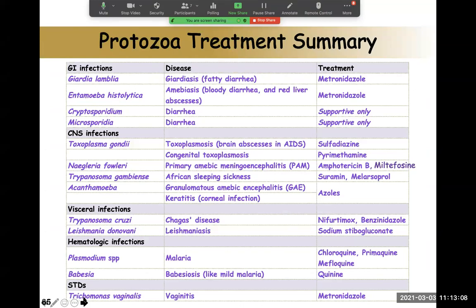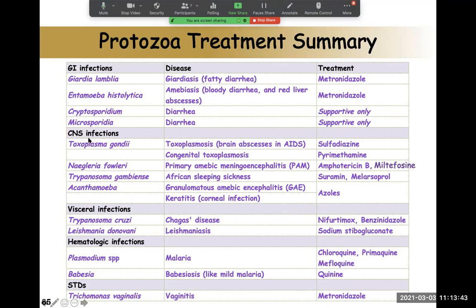So here are the various protozoans. Those are all the parasites, these are all unicellular parasites, Giardia lamblia. And in many of them, you also see supportive therapy, right? For example, Cryptosporidium, it causes severe diarrhea. And whenever there is a severe diarrhea, you just give them water, right? And electrolyte. So that's what I mean by supportive therapy. And of course, metronidazole for amoeba or giardiasis, which is also a fatty diarrhea.